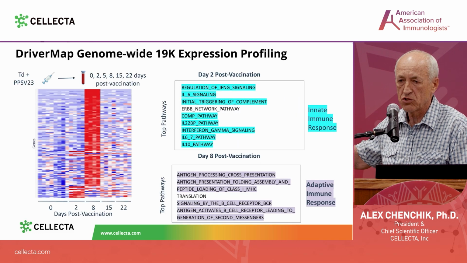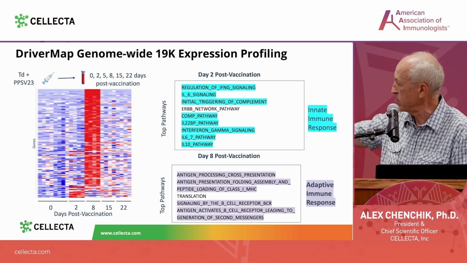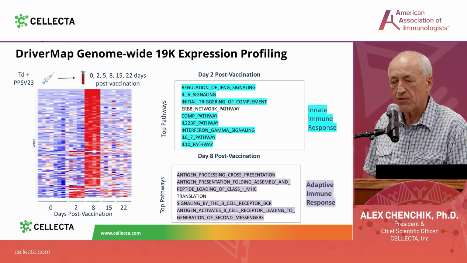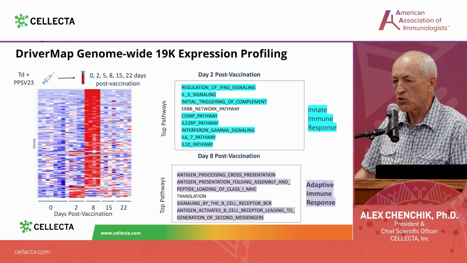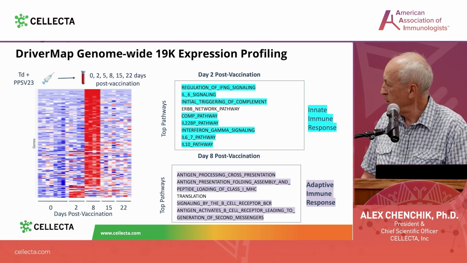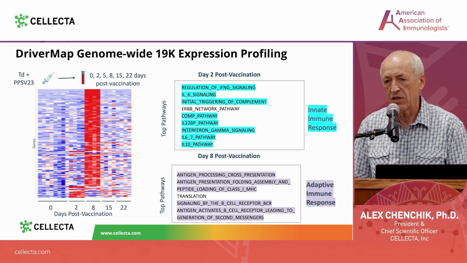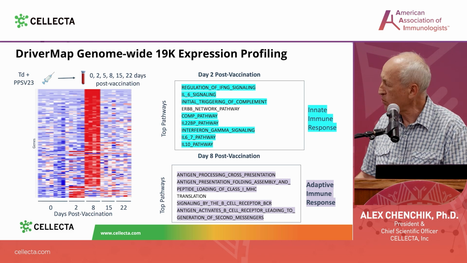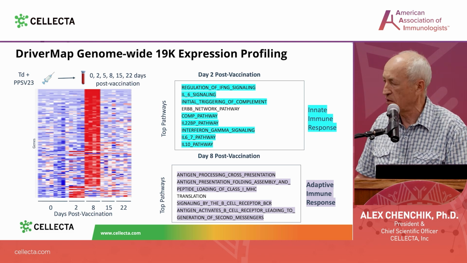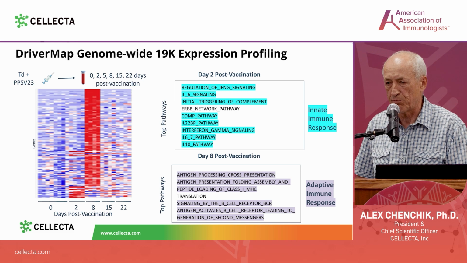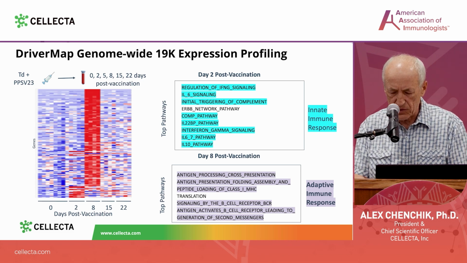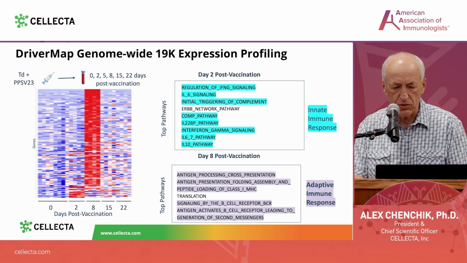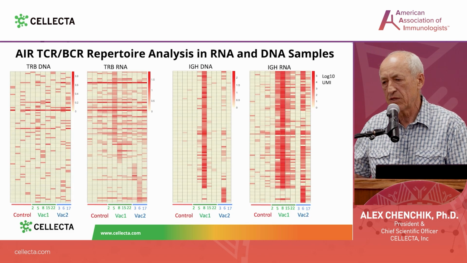If we just ran genome-wide expression profiling for the samples, we identified a set of signaling pathways: at approximately 2 days after vaccination, a bunch of innate immunity pathways were activated. At approximately 1 week after vaccination, we have activation of adaptive immunity pathways. Okay, so we identified some markers which are activated at different time points. What happened with the immune receptors?